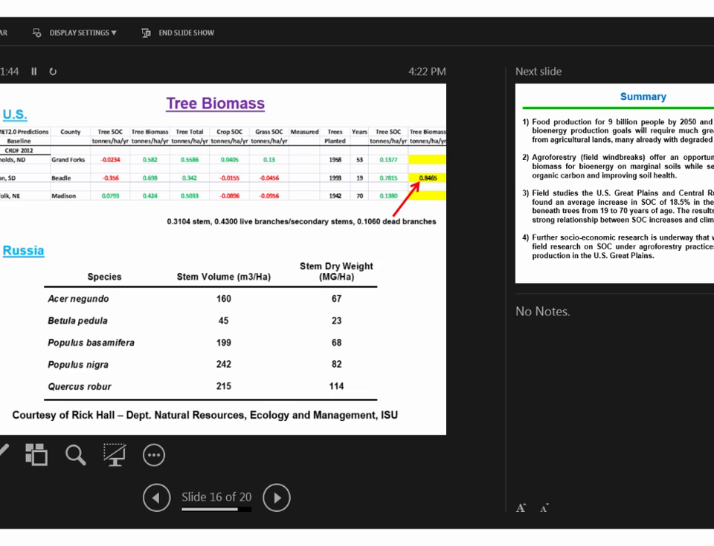For Russia, I'm just putting up some of the data here. There's our good Manitoba maple, Acer negundo. Rick did make measurements of stem volume and stem dry weight. Not being a forester, I'm not sure if these are high totals. They seem to be pretty good windbreaks, a fair amount of biomass there. They're also very wide, multiple rows, so it was truly a forest-like environment underneath those windbreaks.